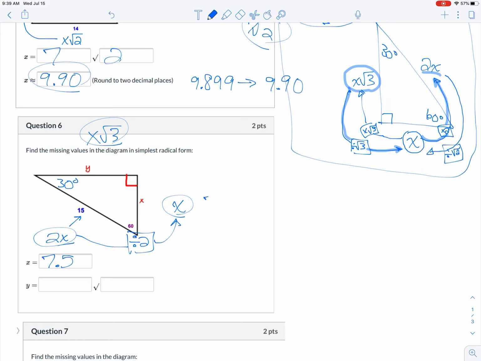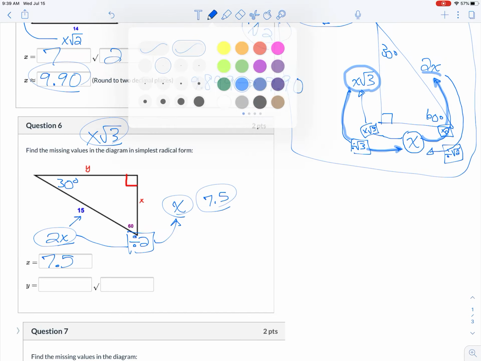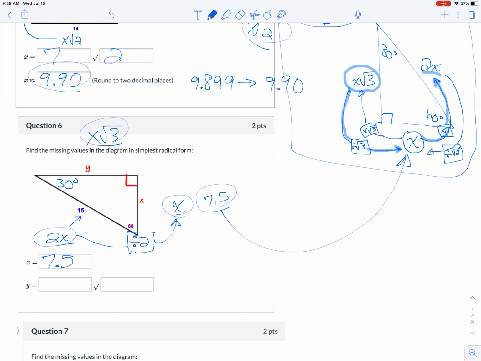And then now we're here, right there. To get to the long side, the side opposite 60, we multiply by square root of 3. So I think the answer for this one is going to be, we keep it in, 7.5 square root of 3.